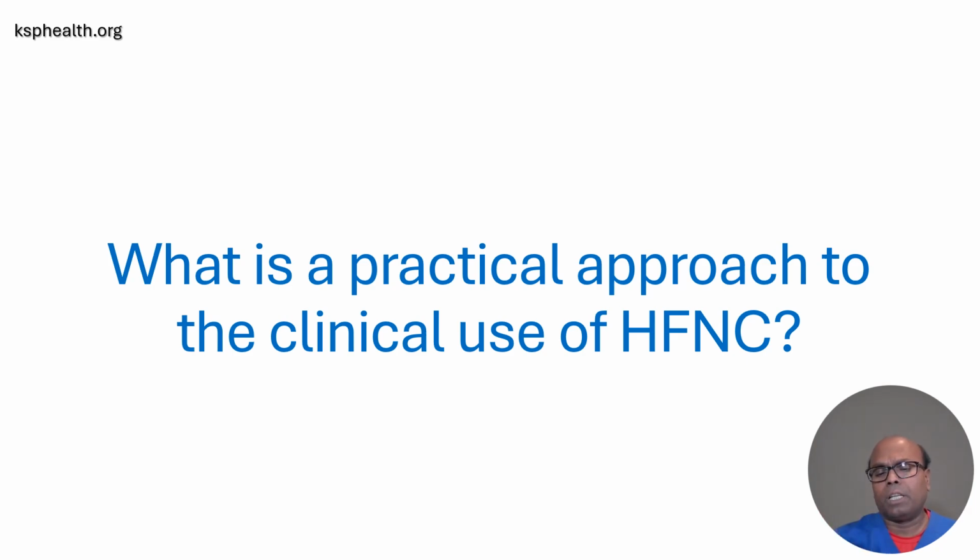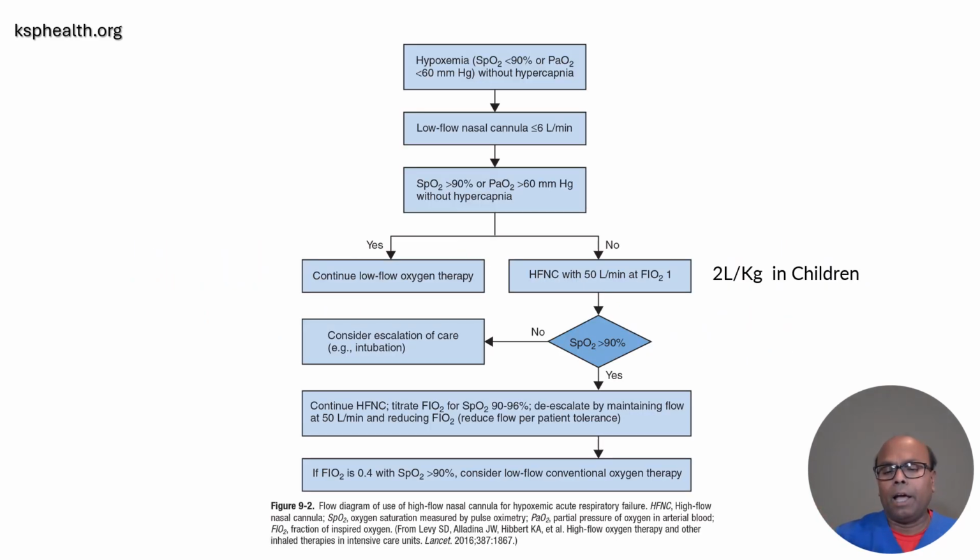So let's look at what is a practical approach to the clinical use of high flow nasal cannula. The next slide shows how to do it sequentially. When the patient has hypoxemia, meaning saturation is less than 90%, start with low flow nasal cannula less than 6 liters per minute. If the saturation improves, continue the low flow nasal cannula. If the saturation did not improve, start high flow nasal cannula with 50 liters per minute and start with the FiO2 of 100%.